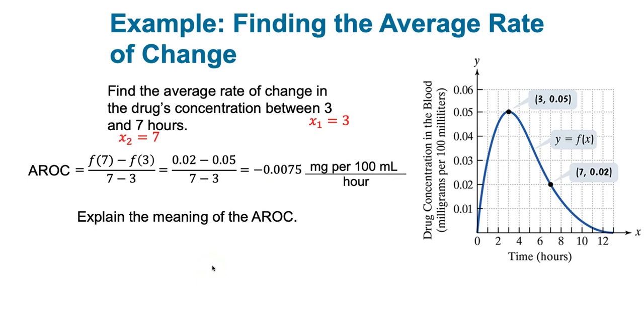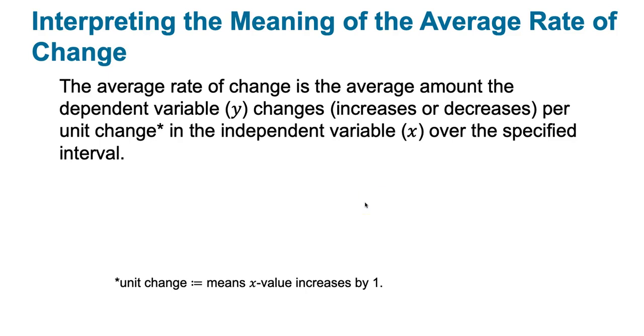Next, let's explain the meaning of the average rate of change. This is similar to interpreting the meaning of slope. However, there's a few key extra phrases we have to include. So you can interpret the average rate of change as the average amount the dependent variable changes per unit change in the independent variable over the specified interval.